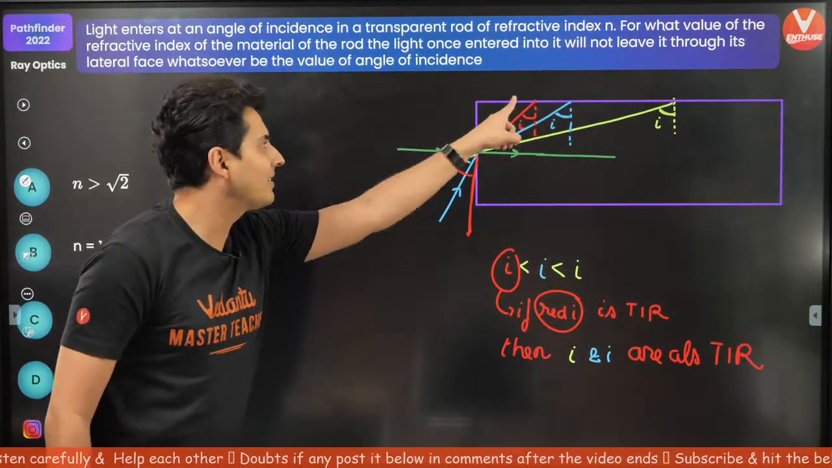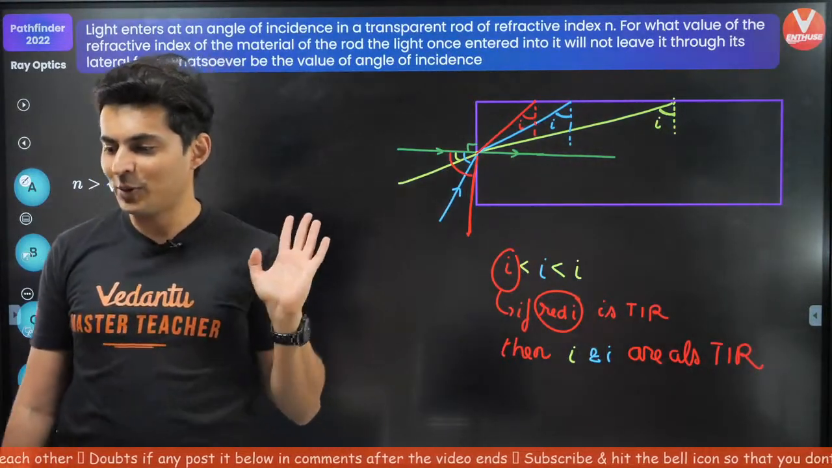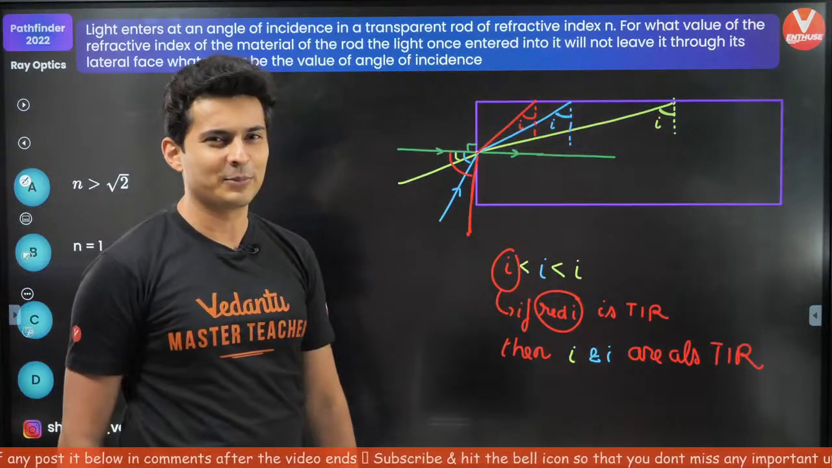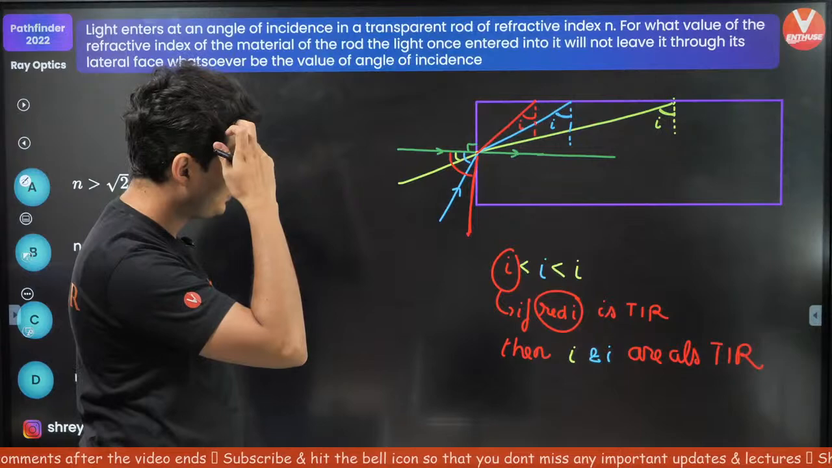So the critical case is the red one. Understood, my warriors? Such a beautiful concept. We have not written any equations till now. It's not needed as of now. Now I'll do the next part.